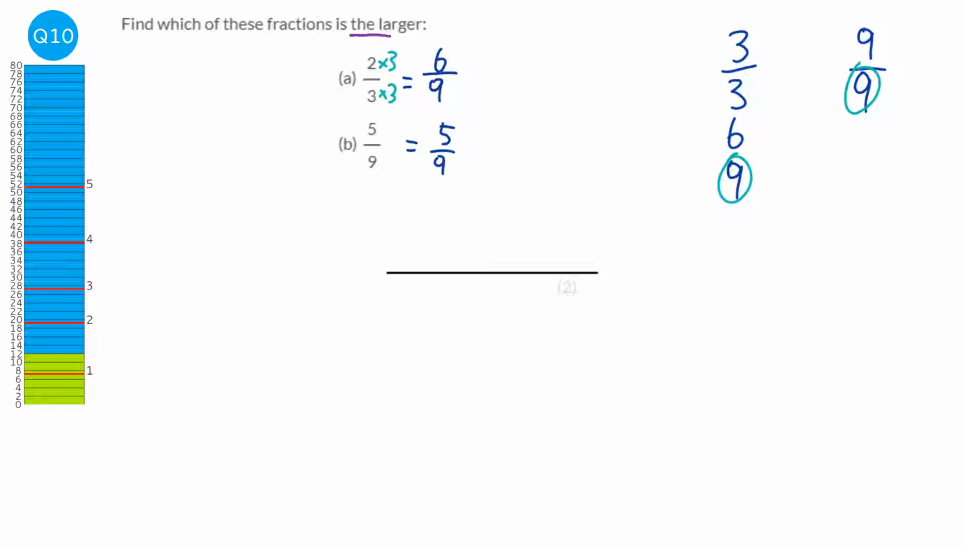Now it's asking for which one is the larger. Well, 6 over 9 is going to be the larger because 6 is bigger than 5. So you just compare the numerators. But don't write 6 over 9, we've got to write the original question, which is 2 over 3.